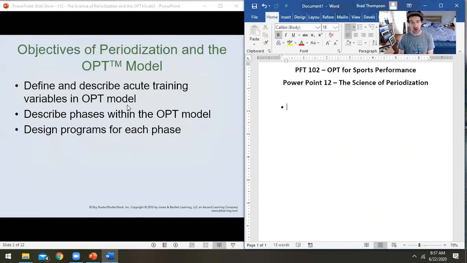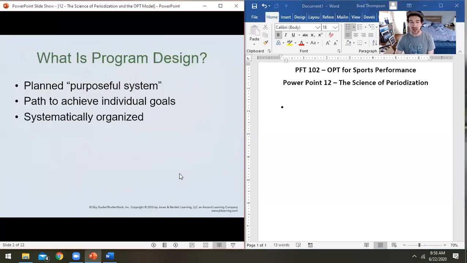But it's going to be like a rep is one complete movement of an exercise. So you're going to see that in just a second. Then we're going to describe the phases of the OPT, and then we'll talk about how to write programs for each.